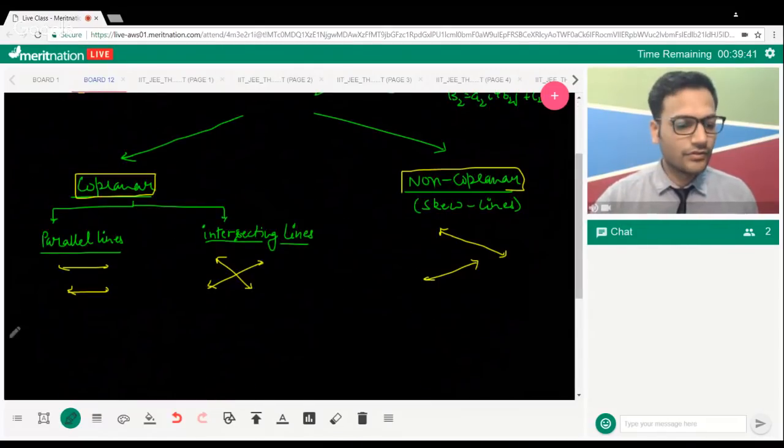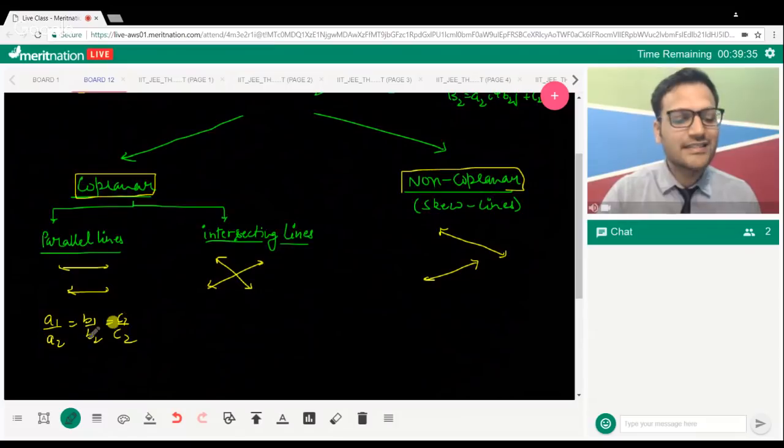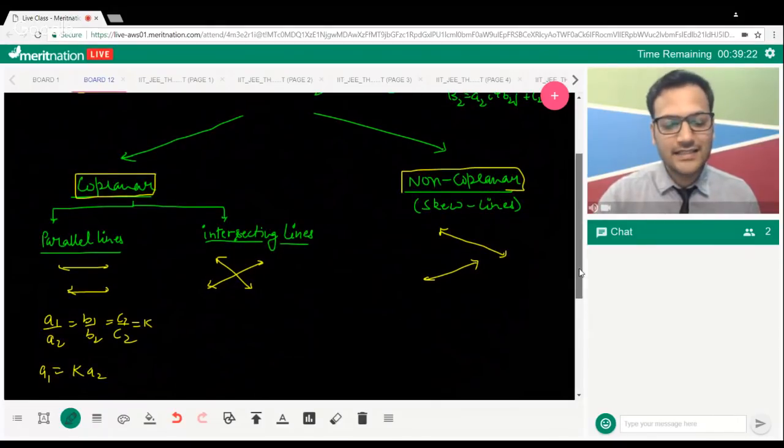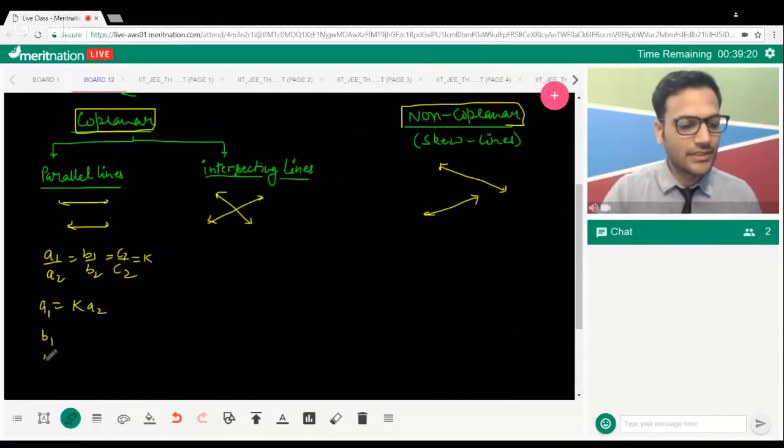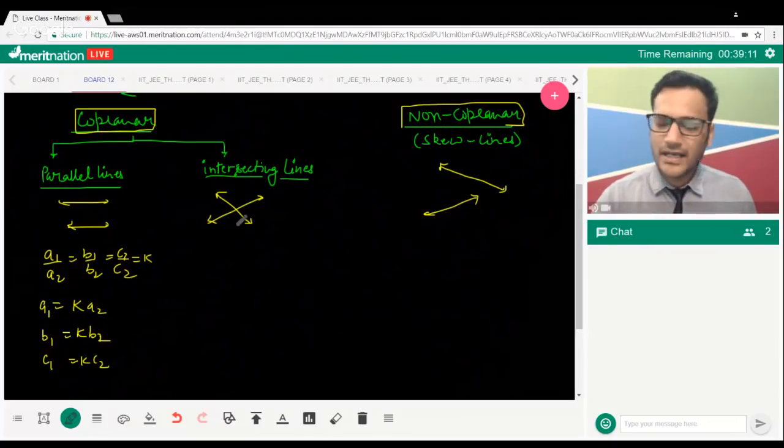So over here we will say A1 upon A2 is equal to B1 upon B2 is equal to C1 upon C2. Whenever this is the case, the lines are parallel, hence we can say that they are coplanar. Or we can say A1 is equal to K times A2. If that is the case, and similarly if this is the case with B1, B2 also, C1, C2 also, then we can say that the lines are parallel to each other.